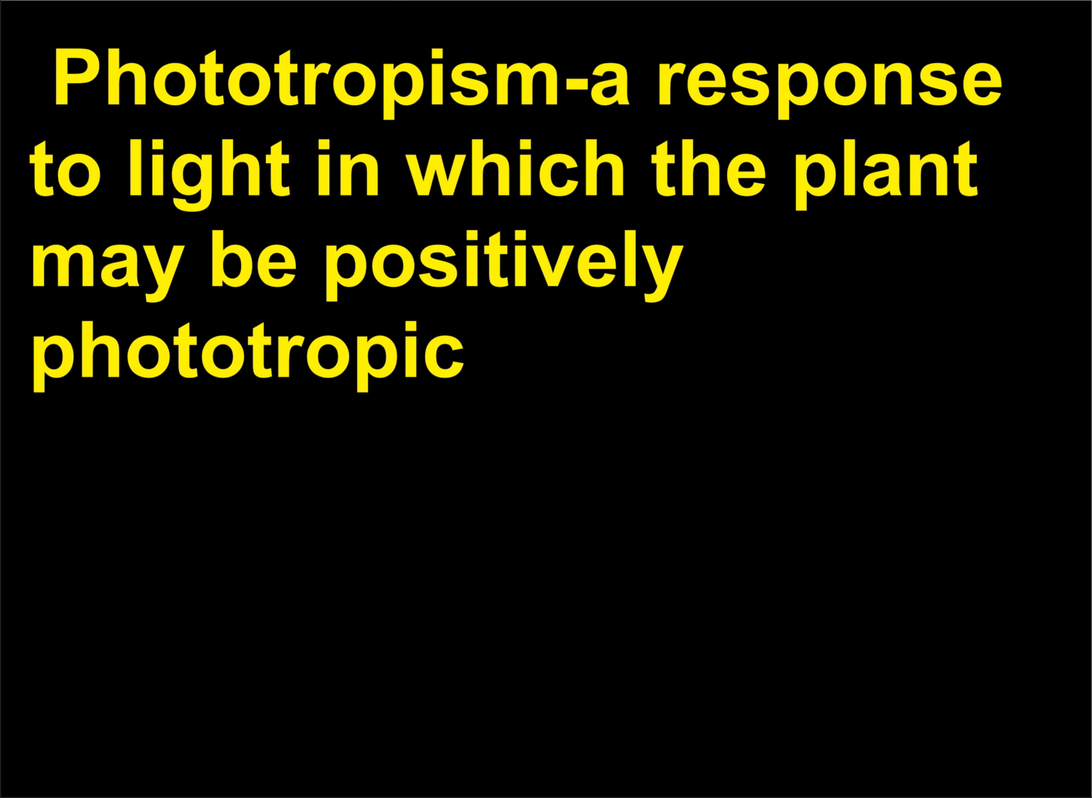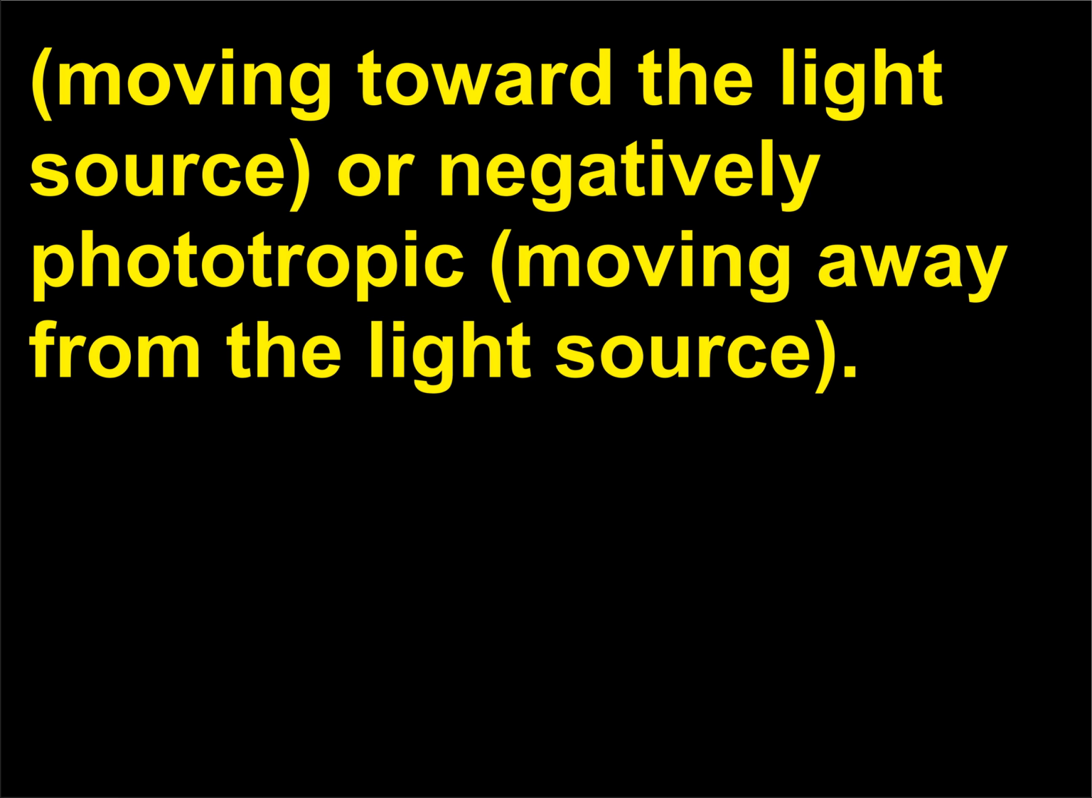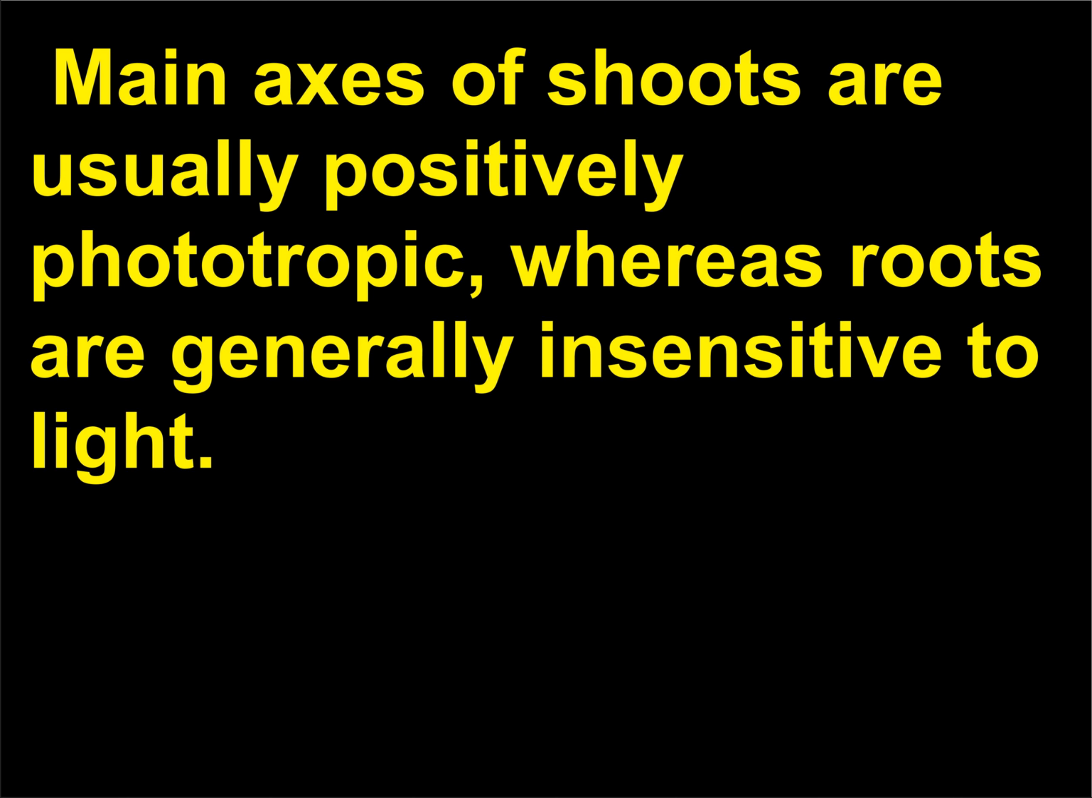Phototropism, a response to light in which the plant may be positively phototropic, moving toward the light source, or negatively phototropic, moving away from the light source. Main axes of shoots are usually positively phototropic, whereas roots are generally insensitive to light.